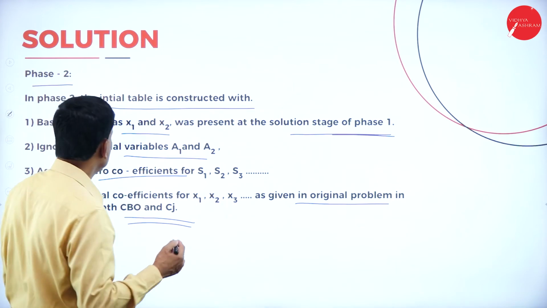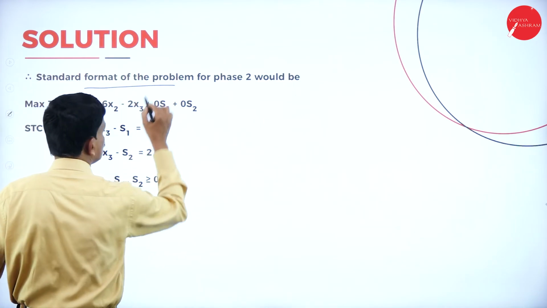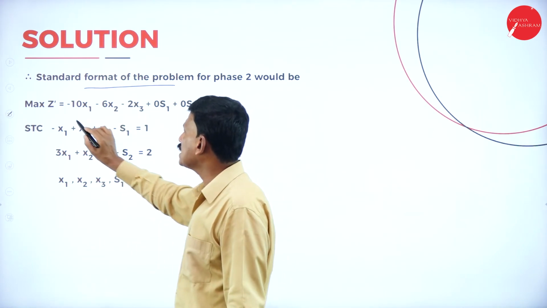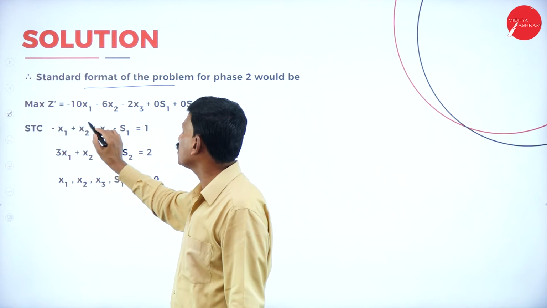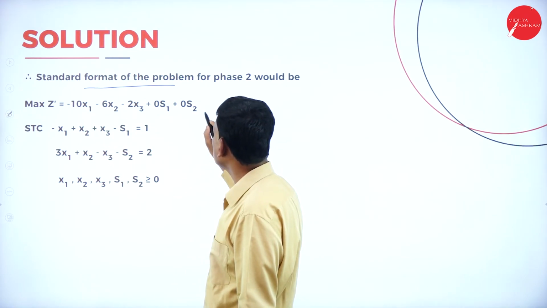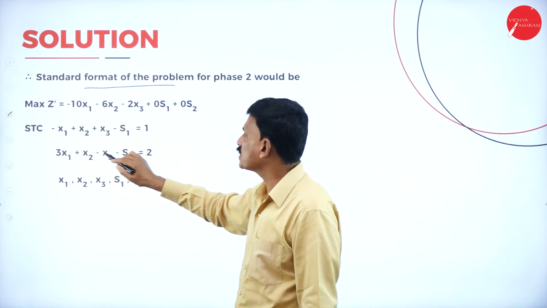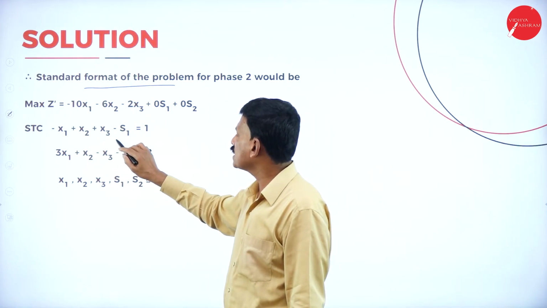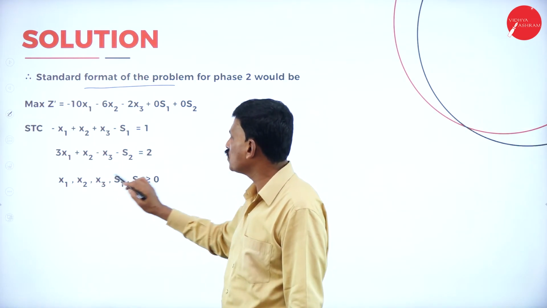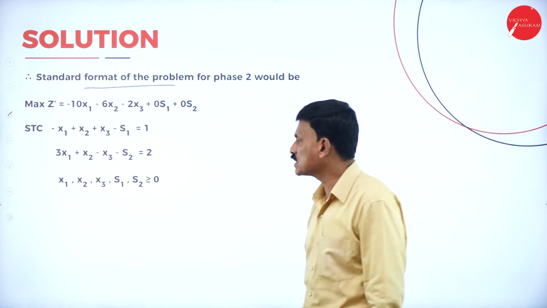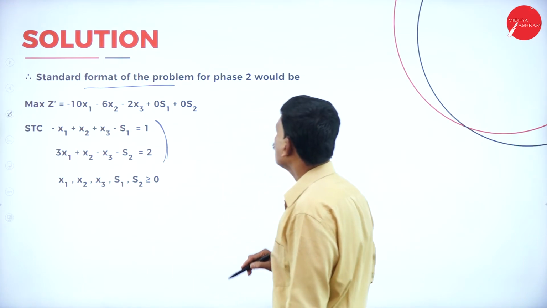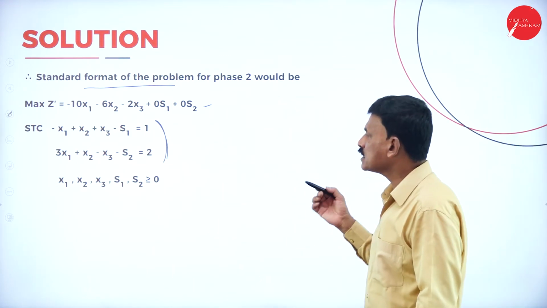In phase 2, we are going to construct the table by using the standard form. The standard format of the problem in phase 2 is max z star equal to minus 10x1 minus 6x2 minus 2x3 plus 0s1 plus 0s2, subject to the constraints minus x1 plus x2 plus x3 minus s1 is equal to 1, 3x1 plus x2 minus x3 minus s2 is equal to 2, where x1, x2, x3, s1, s2 are all greater than or equal to 0. The coefficients are the same for this. Okay, let us come to the next table.